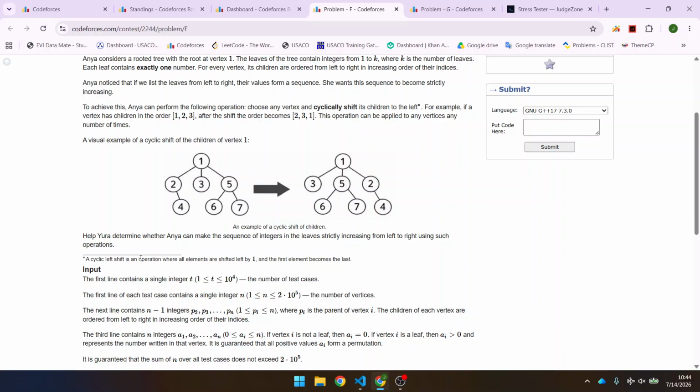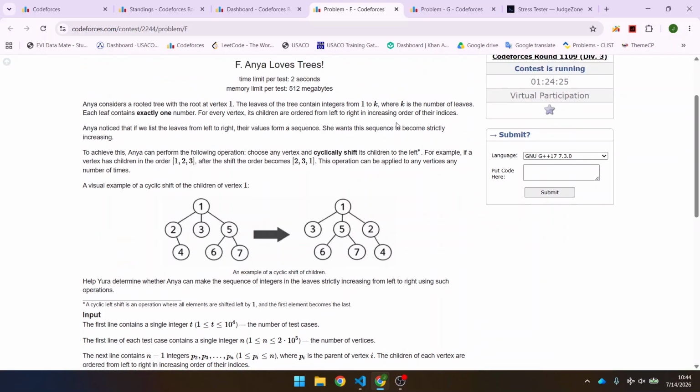Basically just ask if you can shift it so it's sorted, right? Okay, so you can find the leaves. So over here, if you go to node 5, you can shift these two also, right? But yeah, so if we choose 5, we can also shift 7 and 6.